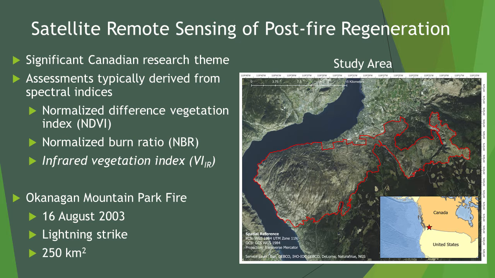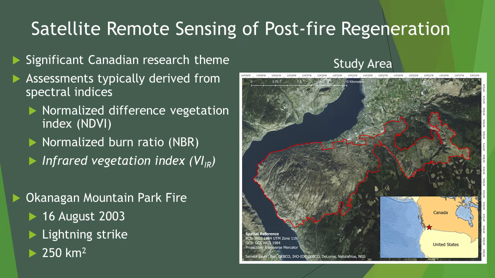In most parts of Canada, fire is a significant stand-replacing disturbance, and monitoring large-scale post-fire recovery by satellite remote sensing is a major research area. Frequently, these efforts implement spectral vegetation indices, specifically the Normalized Difference Vegetation Index, NDVI, and the Normalized Burn Ratio, NBR, to assess forest regeneration trajectories. It has been observed that the Infrared Vegetation Index, VIR, exhibits a stronger correlation with biophysical properties of vegetation, specifically stages of stand development, compared to, for example, NDVI.